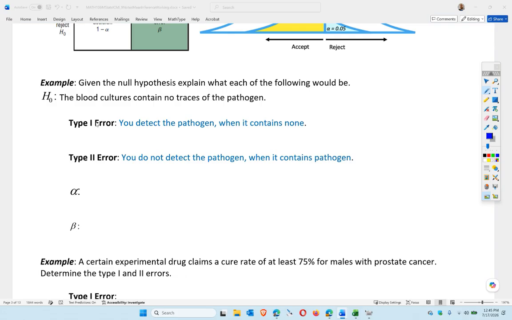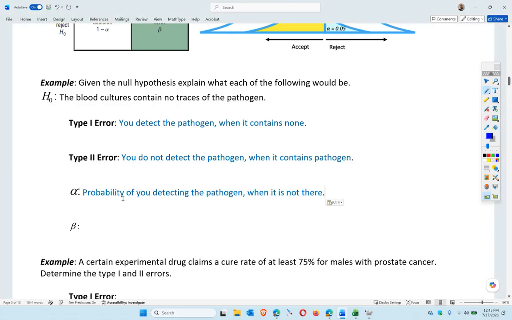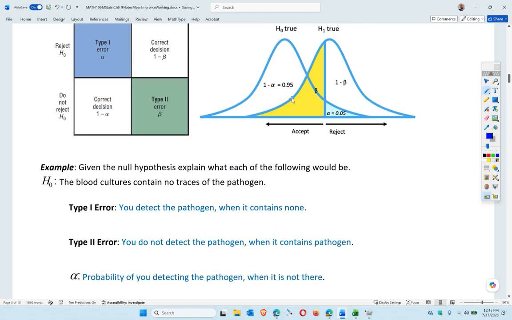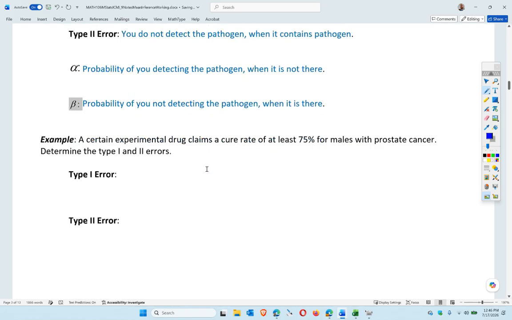So when you do each of these, they should be probabilities for alpha and beta. Alpha is the probability of type 1, so that's the probability of detecting the pathogen when it's not there. And beta is the probability of a type 2, which is the probability of not detecting it when it is there. So those are both problems, and this is the probability of those problems happening. And again, you never get rid of alpha and beta because there is an overlap here. It's just kind of a sliding scale based on the changing value of alpha, basically. It never really goes away. Okay.